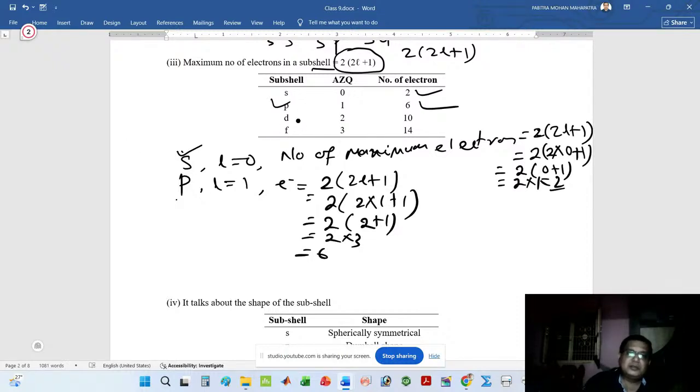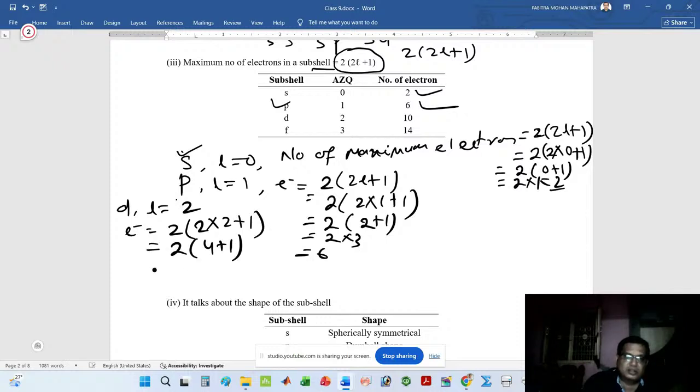Similarly, check D, having the maximum number of electrons 10. That means for the D subcell, L is equal to 2. Put the value here. The maximum number of electrons is 2 into (2 into 2 plus 1), that is 2 into (4 plus 1), that is 2 into 5, that is 10.